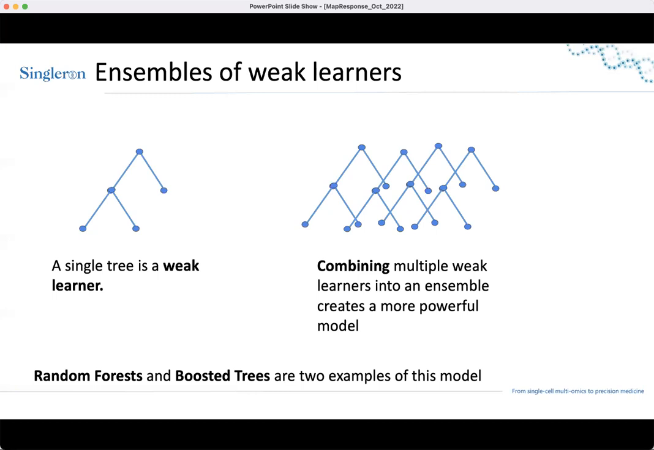What was noticed early on in the computer science literature is that you could combine these weak learners into something much more powerful, right? By combining these weak learners in a principled way, you get something very powerful. And that's what random forests and boosting essentially are. They're ways of combining these weak learners into ensembles that are far more powerful than the individual components. So this is a very powerful idea from machine learning, and it's had obviously a lot of impact throughout.